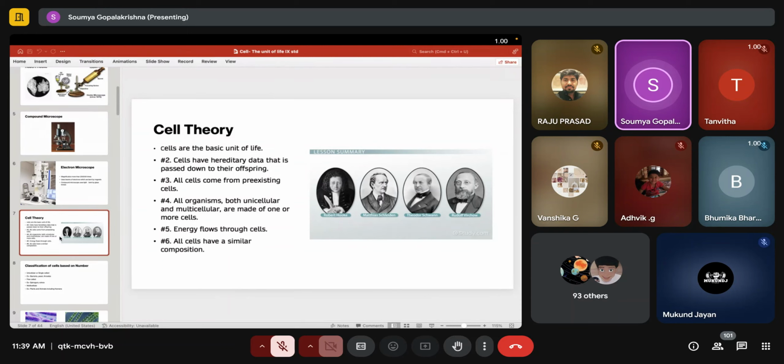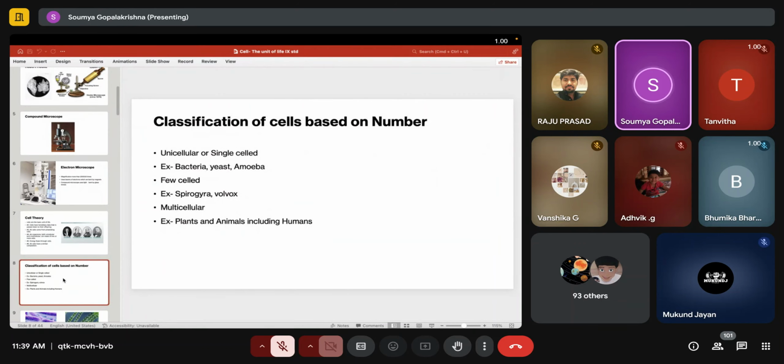Now, who proposed the cell theory? Matthias Schleiden, Theodor Schwann, and Rudolf Virchow. Now, what are the three postulates of the cell theory? The cell is the smallest and structural unit of life. The cell is the functional unit of life. And all cells come from pre-existing cells. So these are the postulates of the cell theory.